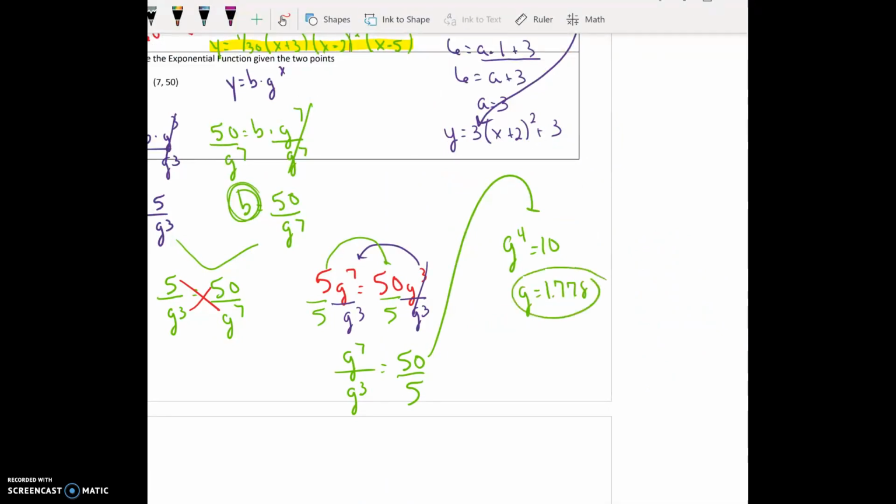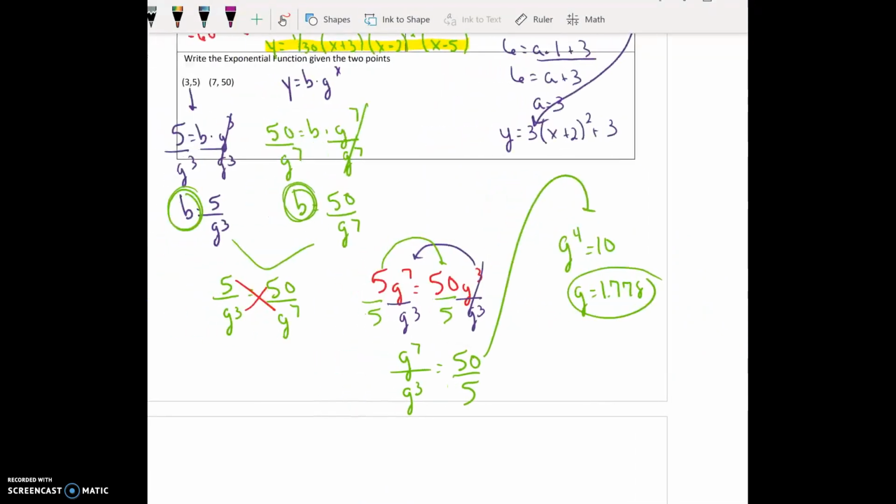And now last thing I need to do is find my b. So what I do is I go back to these equations that I had over here, and you can use one of these. Either of these will work, but I tend to go with the one that has the smaller numbers. And to find b now, I'm going to take 5 and divide it by 1.778 to the 3rd power. So this time I'm not going to show the calculator, but I'm just doing 5 divided by 1.778 to the 3rd power. And my b is also a long decimal, so 0.890 is how it would round.